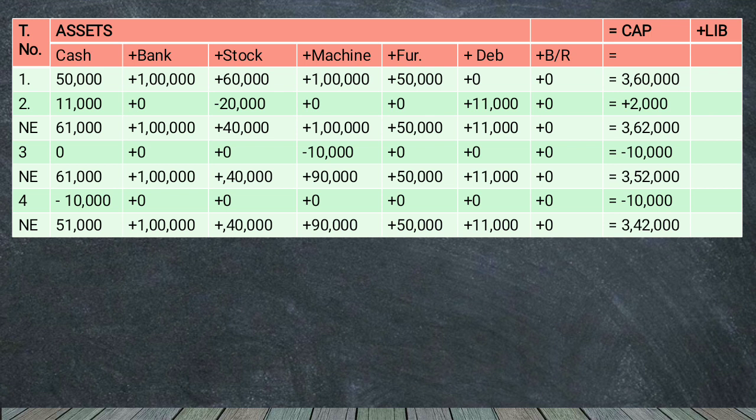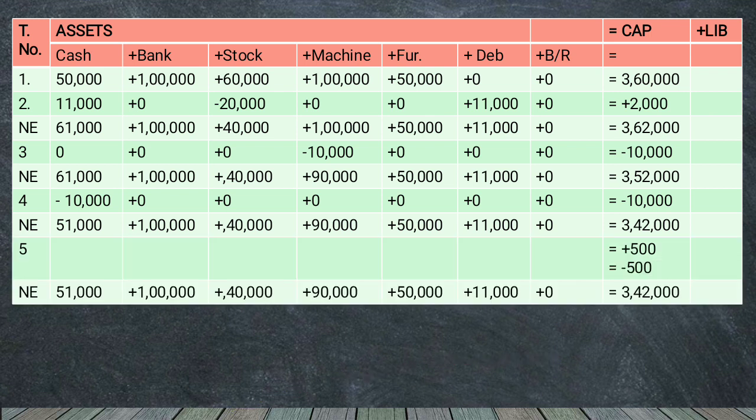So after the fourth transaction, we have the new equation. Our cash will decrease by 10,000, so revised cash will be 51,000. Bank 1 lakh, stock 40,000, machinery 90,000, furniture 50,000, debtors 11,000, and revised capital will be 3,42,000. Then after that we have transaction number 5 with its equation.